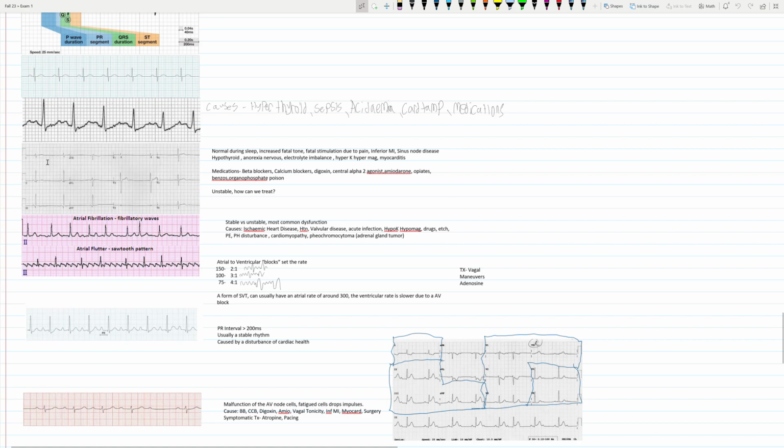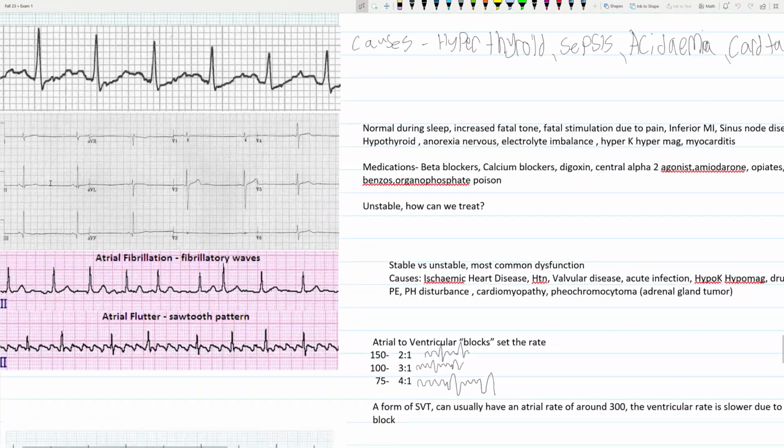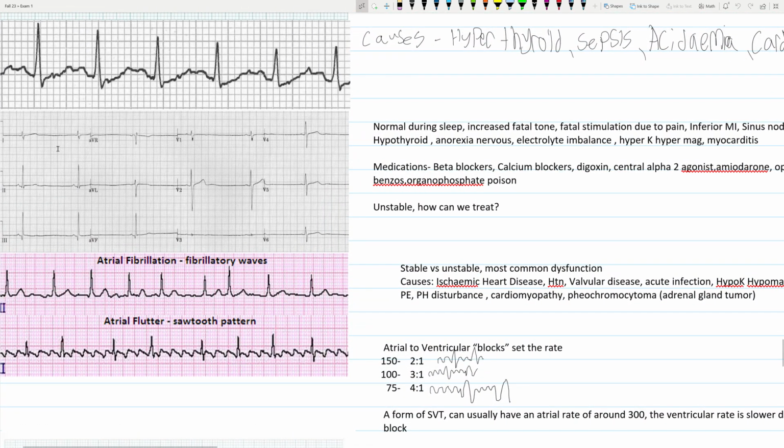Looking at the rhythm strip here, let's see. In this segment in lead one, we only have 1, 2 QRSs. That doesn't seem right. Well, that's because this is sinus bradycardia. We know it's sinus. If we zoom in here, we can see the voltage is a little low, but let's look at lead 2.